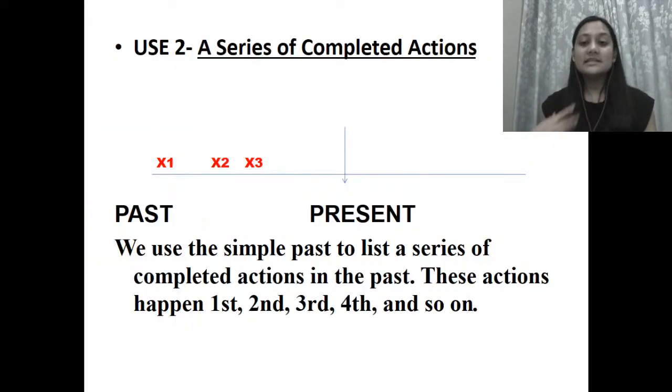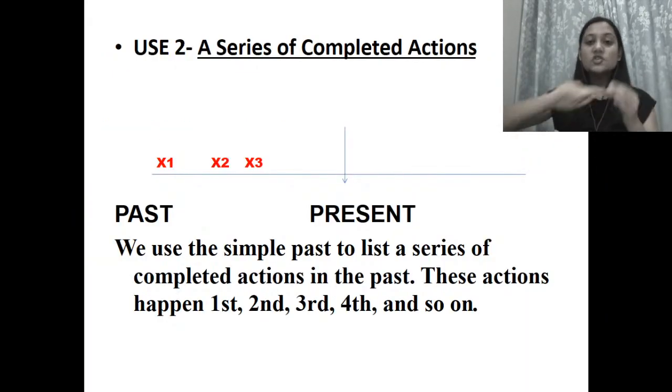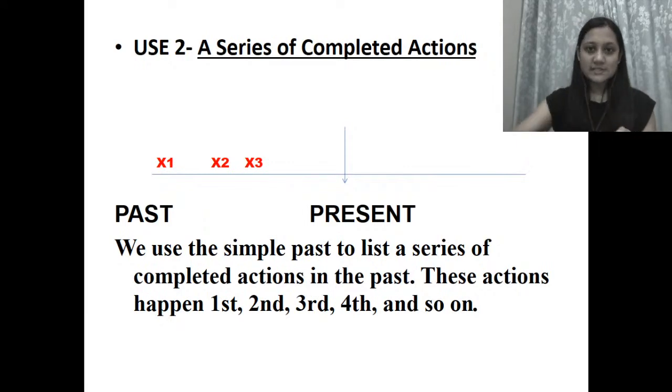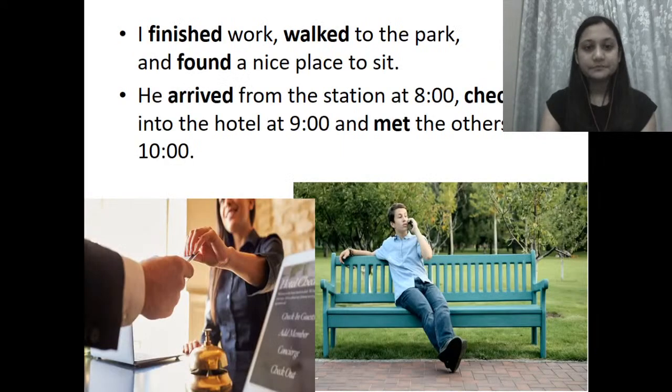Now, a series of completed actions. A lot of actions took place, but the point is they all ended in the past. Quite a few actions happened, and all of them ended in the past. We use the simple past to list a series of completed actions in the past. These actions happen first, second, third, fourth, and so on.